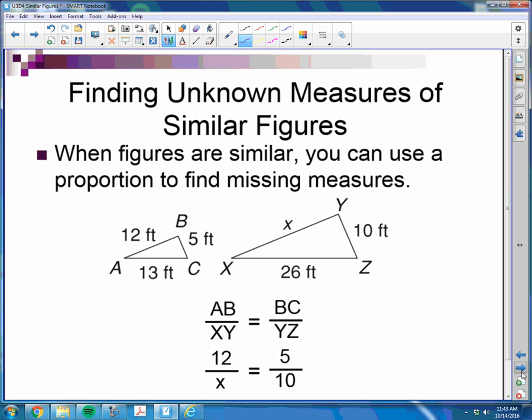So I say, okay, triangle ABC is similar to XYZ. Triangle ABC, Andrew, watch, is similar to XYZ. So I want to find this missing side. So I begin to look for a proportion I can set up.